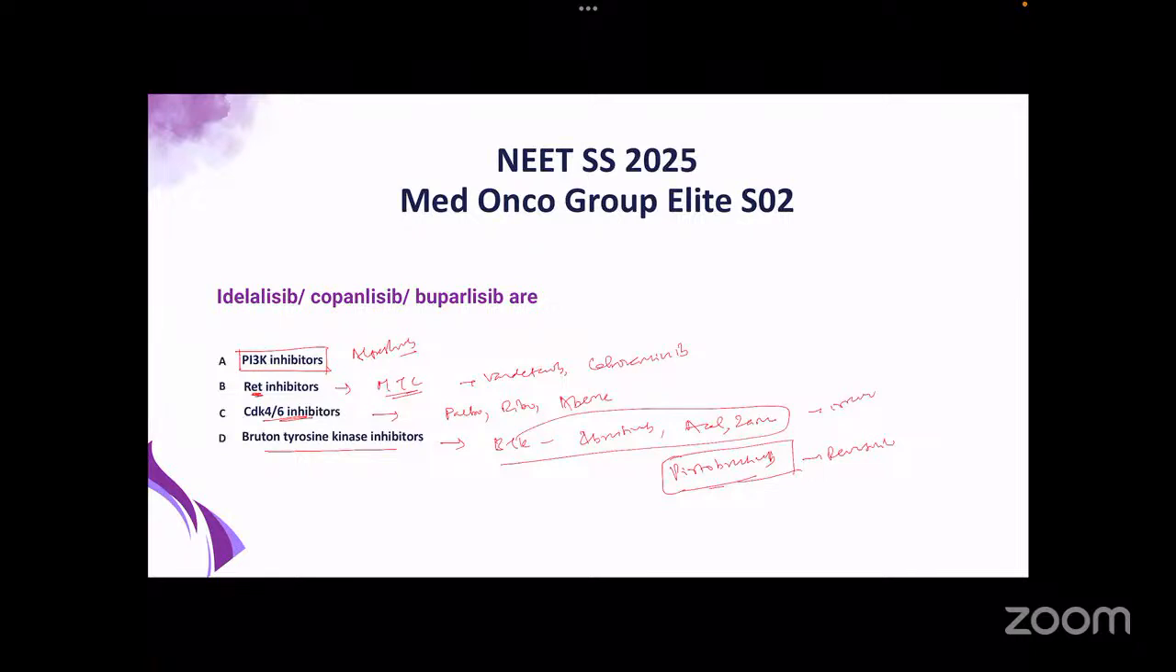So, where do you use BTK inhibitors? We use them in CLL. Okay, where do you use CDK inhibitors? Used in breast cancer. RET inhibitors, medullary thyroid cancer. PI3K inhibitors are used commonly in breast cancer.